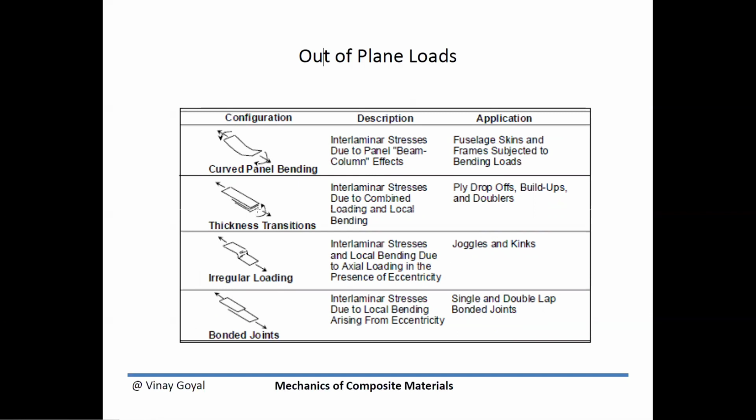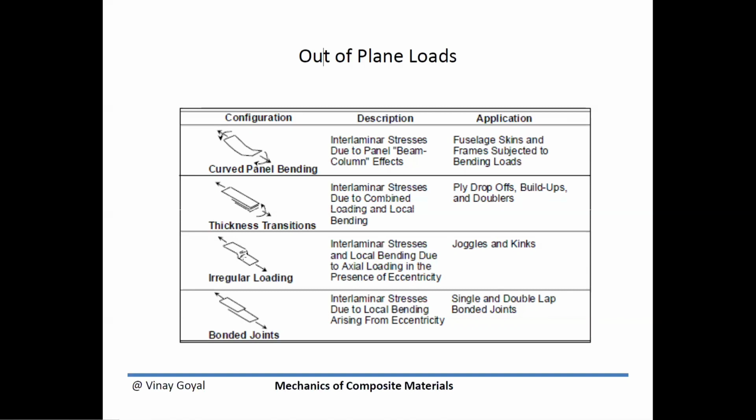Thickness transition regions where plies are dropping off, and what I mean with that is that a ply will not continue compared to other plies. That can be done to build up the composite to a thicker section. Interlaminar stresses due to this eccentricity in the load path can cause delaminations right at the edges of this buildup. So ply drop-offs, buildups, and doublers are situations where you may see this.